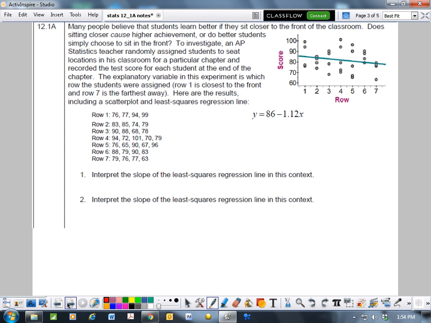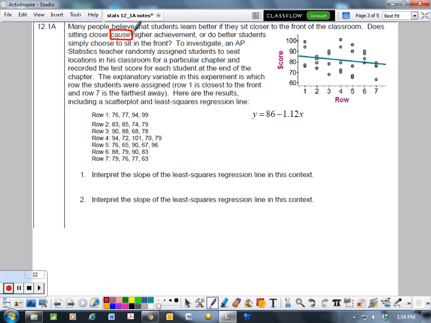So now we're going to go ahead and look at a sample problem. Many people believe that students learn better if they sit closer to the front of the classroom. Does sitting closer cause, now we have to be careful about that word, cause higher achievement, or do better students simply choose to sit in the front? To investigate, an AP Stats teacher randomly assigned students to seat locations in his classroom for a particular chapter and recorded the test score for each student at the end of the chapter.